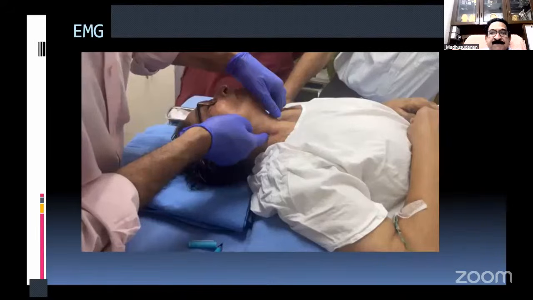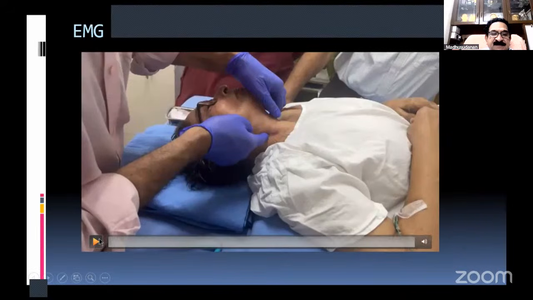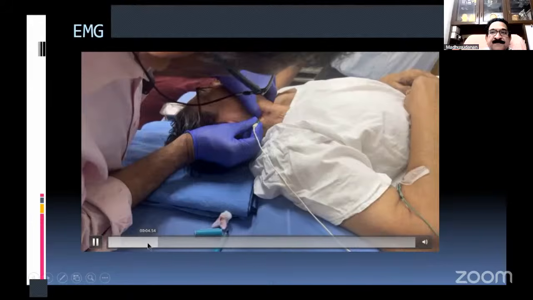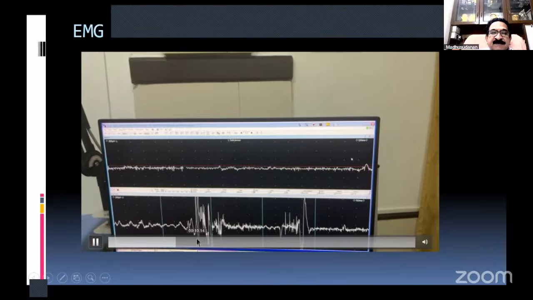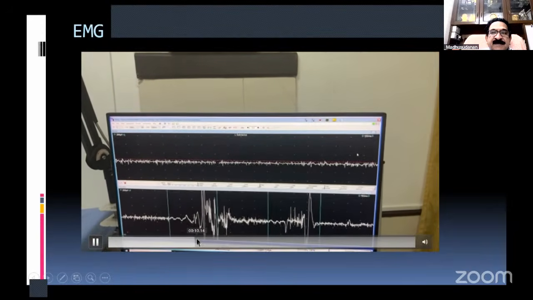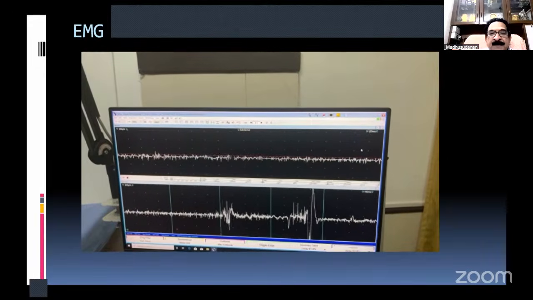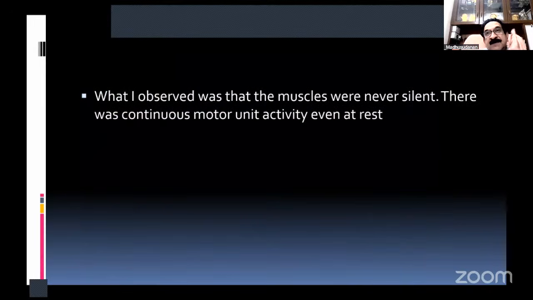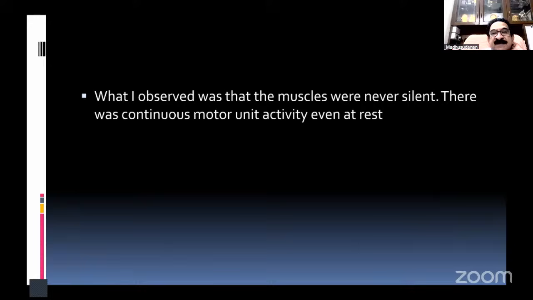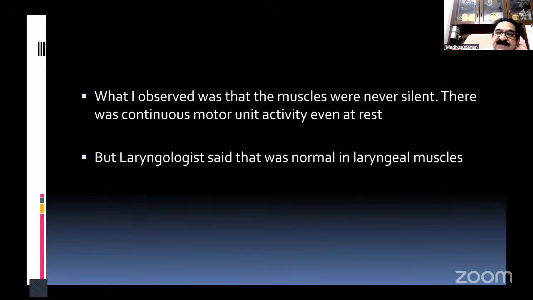Then another one from the abductors. That's from the abductor. Again, there is continuous activity. I have not done laryngeal EMG myself, so I cannot comment on that. What I observed was that muscles were never silent. The moment you put it in, continuous activity is coming, even at rest. But the laryngeal specialist said that was normal in laryngeal muscles. He said he is doing it regularly. He said that is a normal phenomenon. So he could not comment on that.